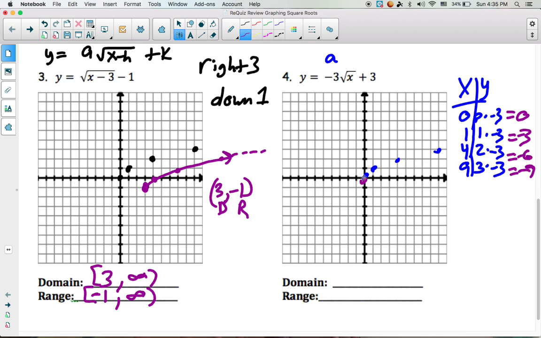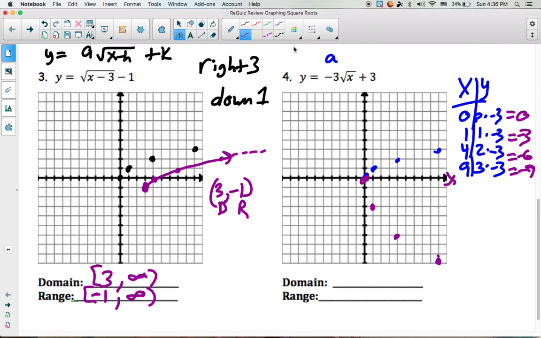So we'll plot those points. We have (0, 0), (1, -3). We have (4, -6). And we have (9, -9). Which is right here. Now, the negative in front reflected it across the x-axis. So it took the points that were above and made them go below. And then the 3 actually stretched them. So now, instead of going up 1 and over 1, we go over 1, and then down 3.